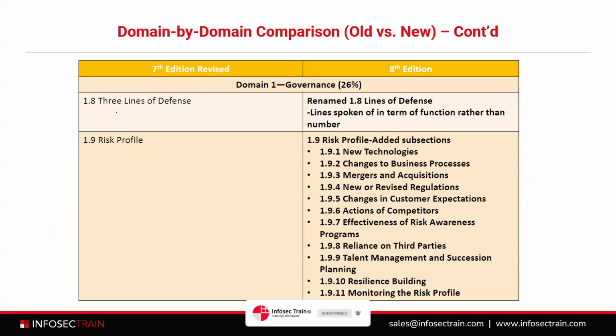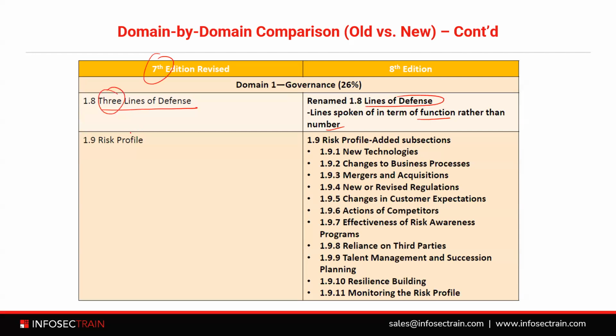There is one concept called 3 lines of defense. It's a risk management framework that defines the clear roles and responsibilities of each function. In the earlier version, the 7th edition, this was named 3 lines of defense, section 1.8. Now there is more emphasis on the term function rather than number, and it has been renamed as lines of defense instead of 3 lines of defense.